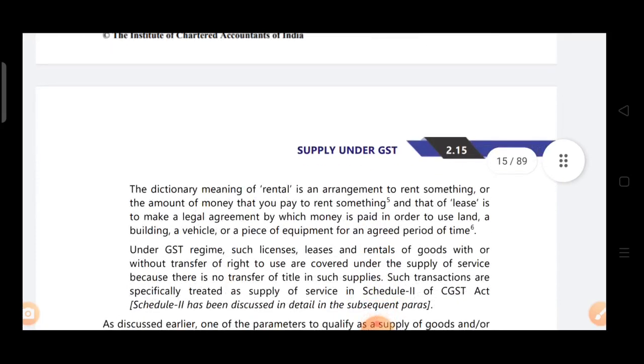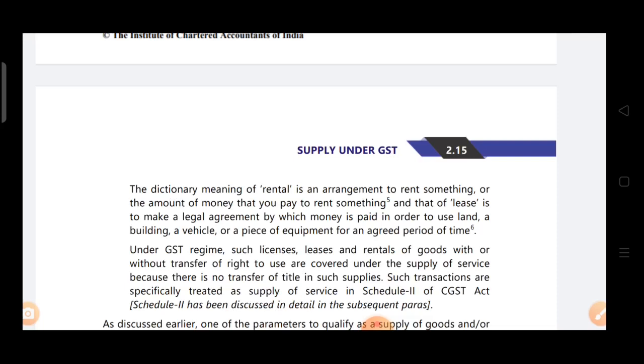Now the dictionary meaning of rental. Rental means an arrangement to rent something or the amount of money that you pay to rent something, and that of rent means the arrangement to rent something or the amount of money that you pay to rent something. And lease means to make legal arrangements by which money is paid in order to use land. If you are using someone's land, the money which you pay for using that land, that is lease. And that you pay under a legal agreement for use of land, a building, a vehicle or a piece of equipment for an agreed period of time.